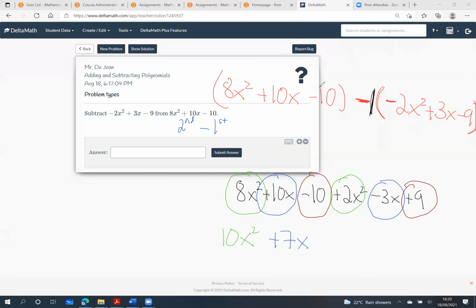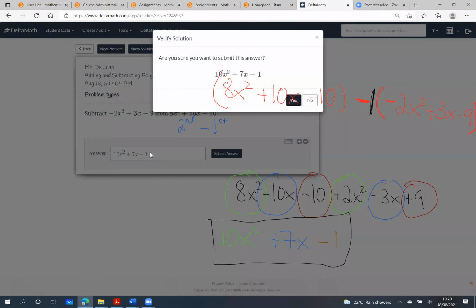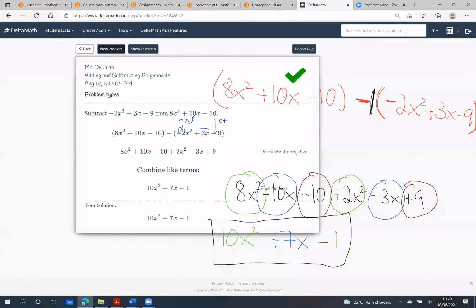And lastly, I have negative 10 plus 9, negative 1. Yeah, so now you will see I have all three terms combined from the subtraction. We're going to do one more of these because these are easy ones to fall into a trap for, okay? Everyone sees this, yes?